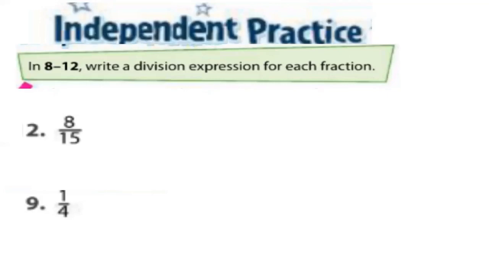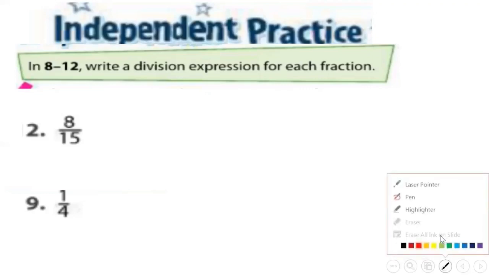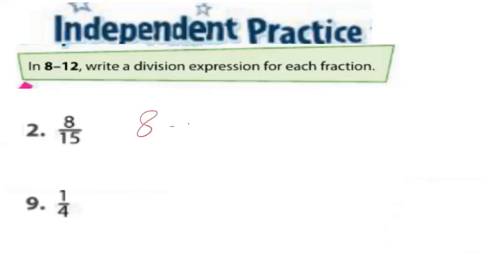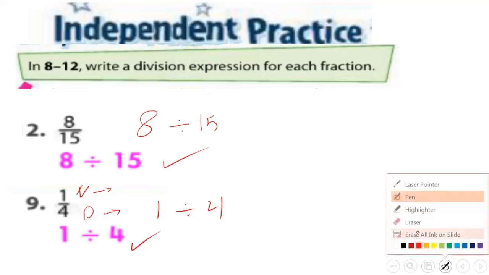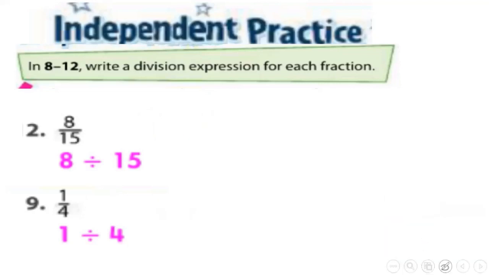So I will start from number 2. I think it's easy to write 8 over 15 as a division expression. It will be 8, the dividend, division sign, 15, the divisor. And there is no relation between 8 and 15, so this is the answer. Check. Correct. Okay. Move to number 9. 1 over 4 will be 1 divided by 4. The numerator will be the dividend and the denominator will be the divisor. So the answer will be 1 divided by 4. Also correct. Copy the answer and move to the second part in independent practice.